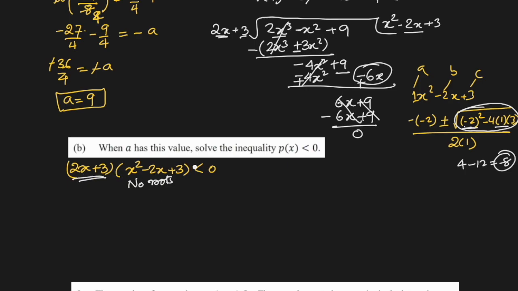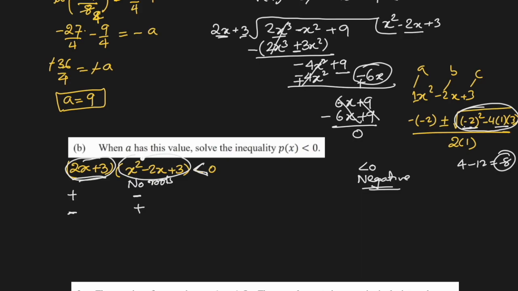Now, we want less than 0. Less than 0 means negative. Anything which is less than 0 is negative. That means the multiplication of two parts is negative. When is it possible that two parts multiplying will be negative? If this is positive and this negative, then it will be less than 0. Or this is negative and this is positive, then their multiplication will be less than 0.